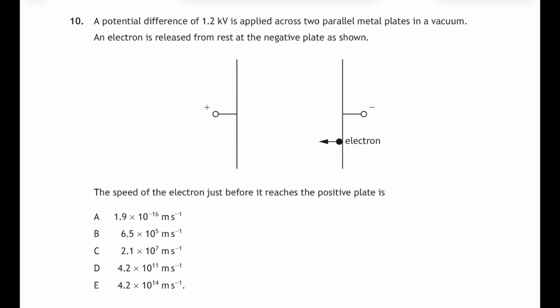Question 10. A potential difference of 1.2 kilovolts is applied across two parallel metal plates in a vacuum, and an electron is released from rest at the negative plate as shown.